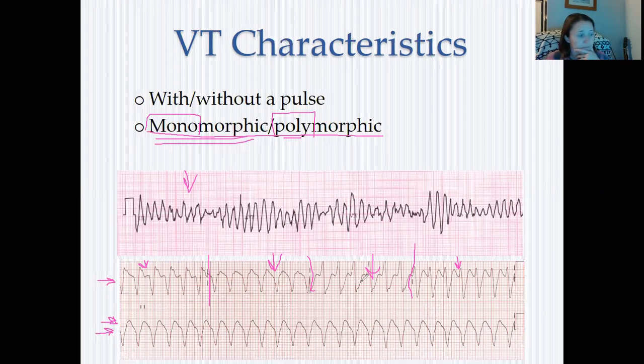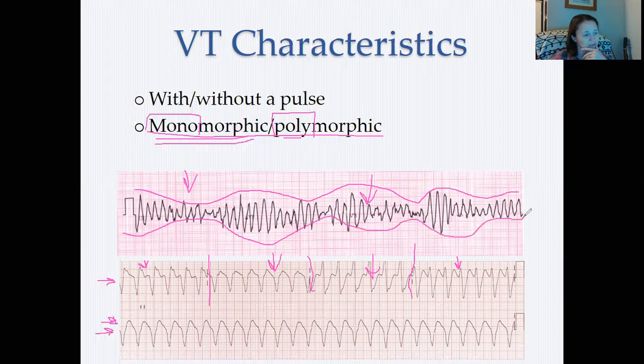So this particular rhythm has its own specific name. It is called torsades, and it is characterized by this pattern that looks kind of like sound waves, right? It is this pattern here. You see how it's got this large, small, this wavy pattern. So that is torsades.